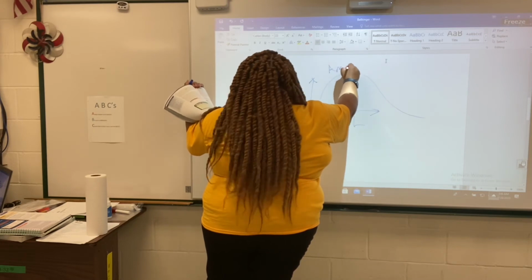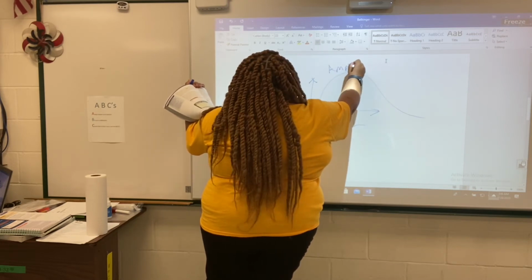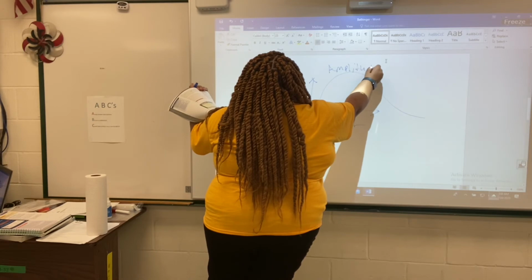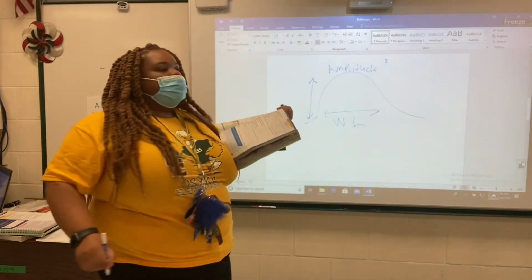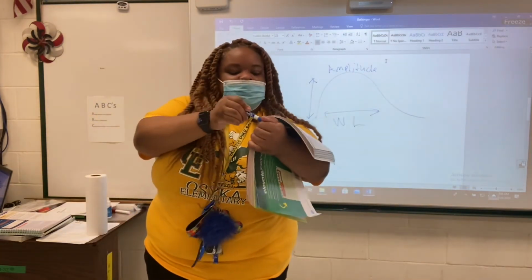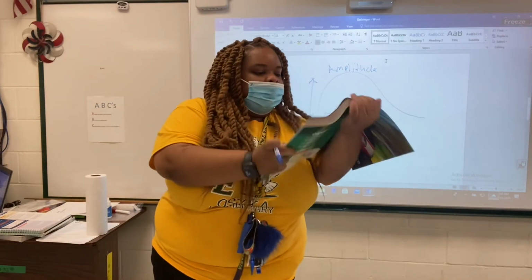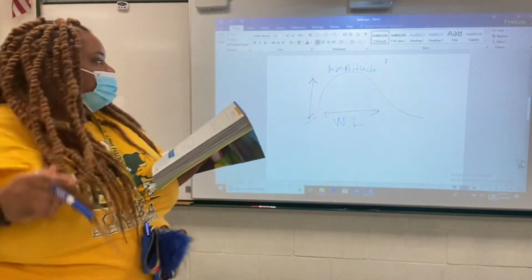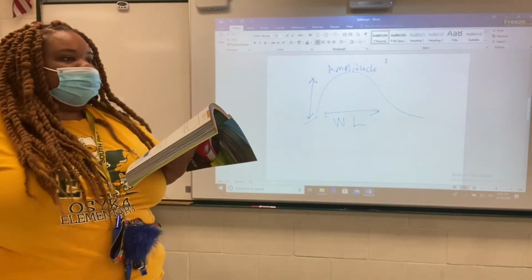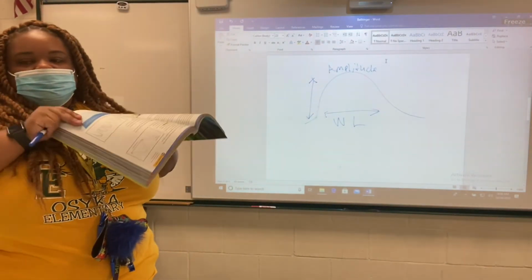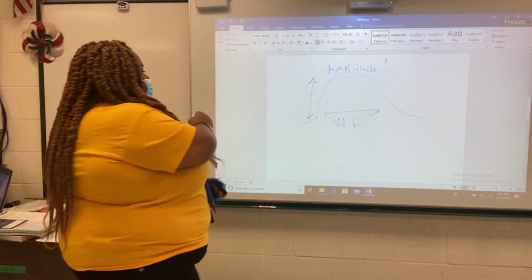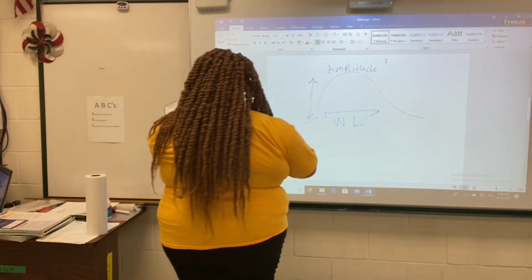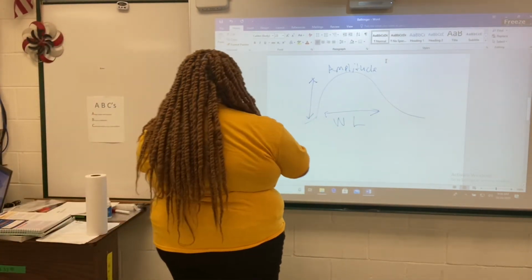Make sure you are studying your vocabulary words at home, because you want to make a good grade on your test. Okay? Keep on going, Gage. It can be measured from the lowest point of the wave to the next lowest point of the wave. Okay, keep on going for me, Gage.